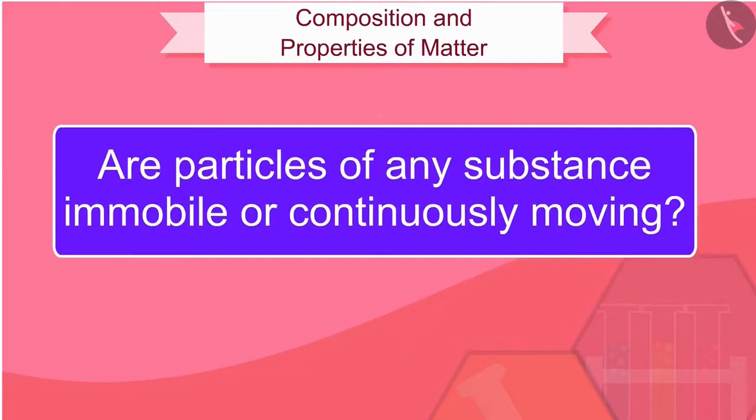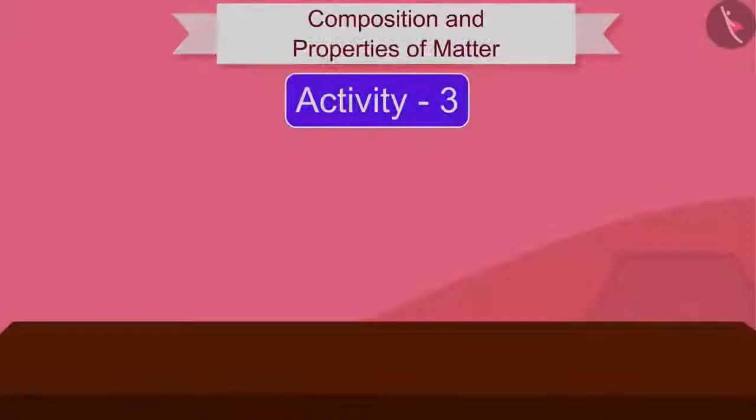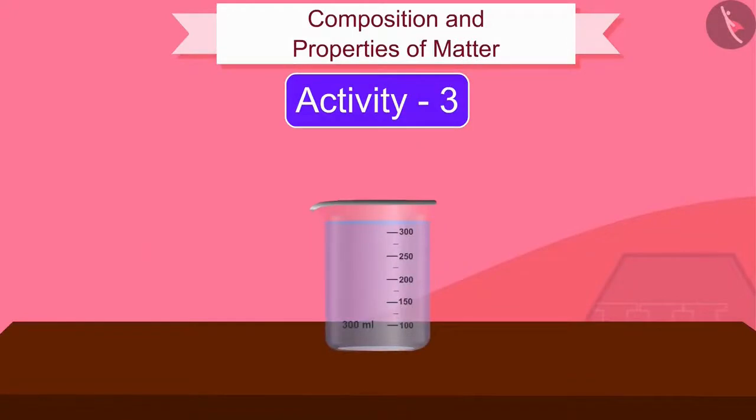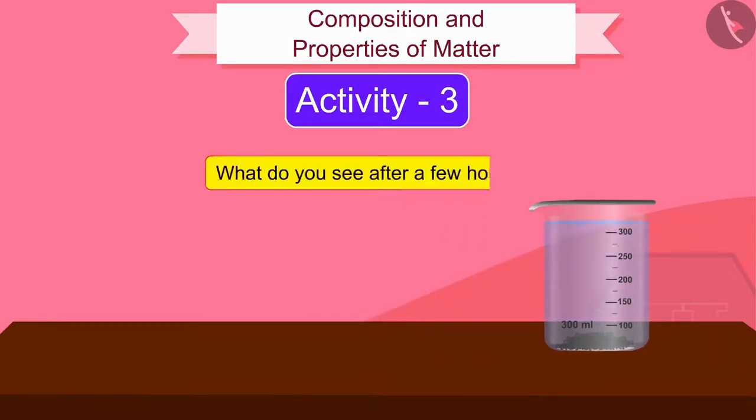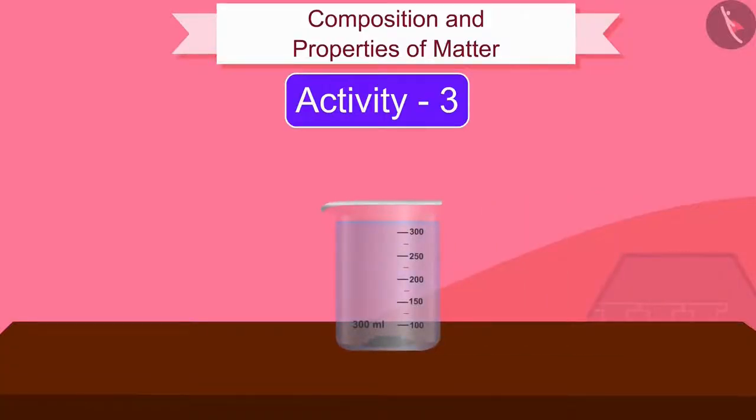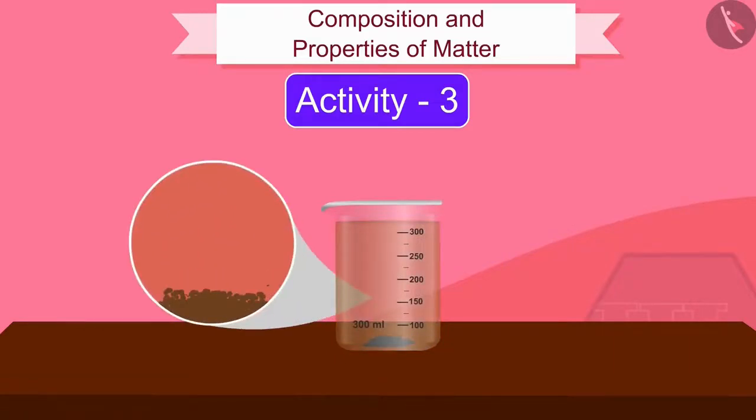Friends, are particles of any substance immobile or continuously moving? Let us know the answer through an activity. Take a beaker filled with water. Put 2 spoons of tea leaves in this beaker and keep it aside. What do you see after a few hours? We can see that the color of water is changing after some time.